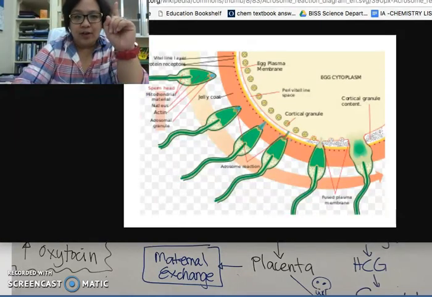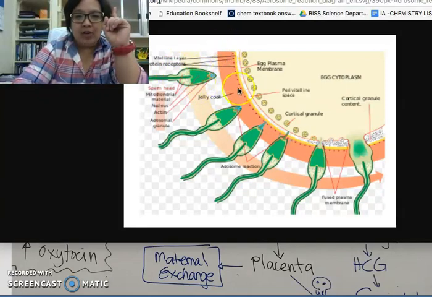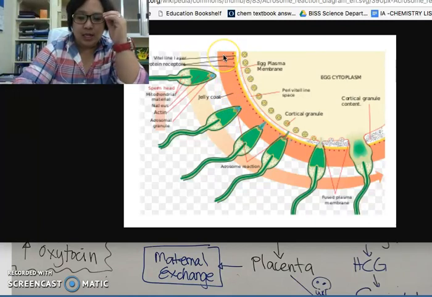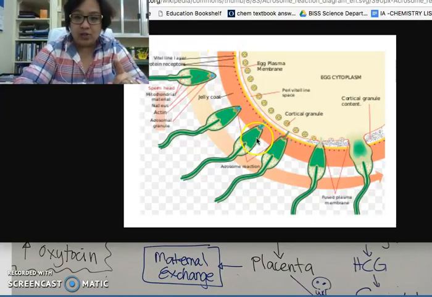Number 1, you have the acrosome reaction. The sperm head contains an acrosome. Those are enzymes in the head of the sperm. And your egg has an outer layer called the zona pellucida, this layer right here. So in the acrosome reaction, the acrosome enzyme will start to digest the zona pellucida. Zona pellucida is a layer of glycoprotein. So as you can see here, it's digesting the coat.